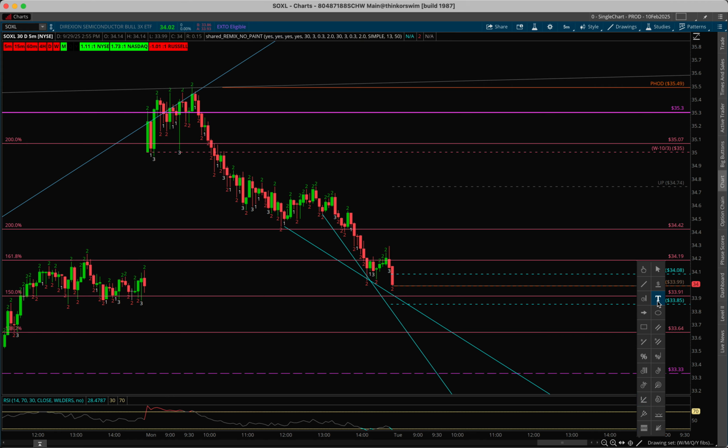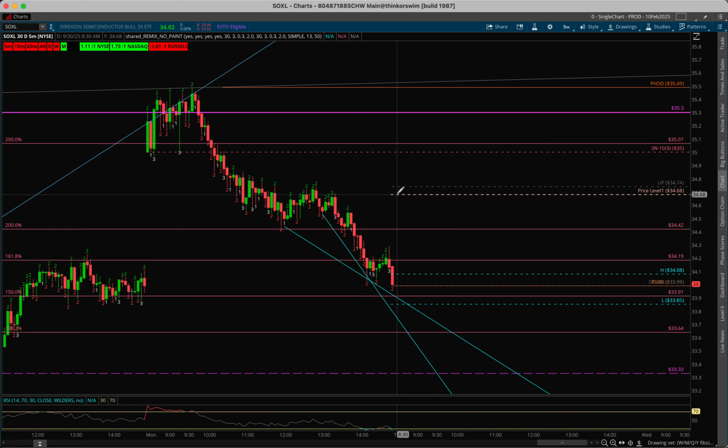All right, let's get a level set. Let's just say we open up somewhere around here, right? If we get price action to the upside, say we push up to the week flip, that would flip the week green if we get back above that 35 level. Right now, the week is red.